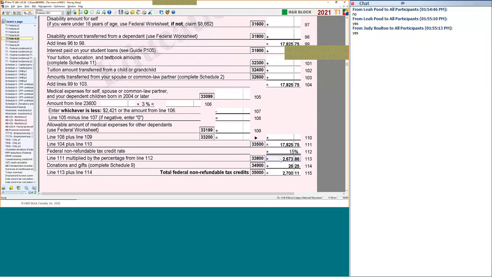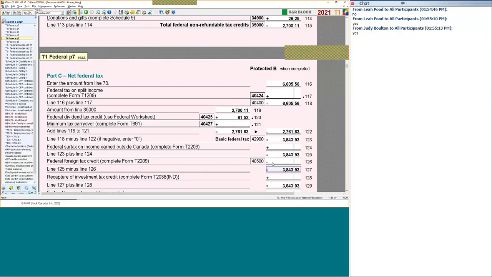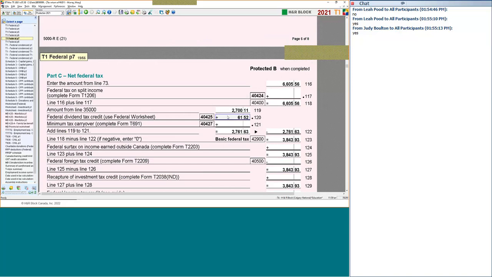And when we get to the bottom, we're going to do some donations for her. If we want to claim the donations, you need a Schedule 9. 2625 is what you get. Total credits 2700.11. And please don't forget dividend tax credit. So we also have a dividend tax credit, which we need to use the federal worksheet for.